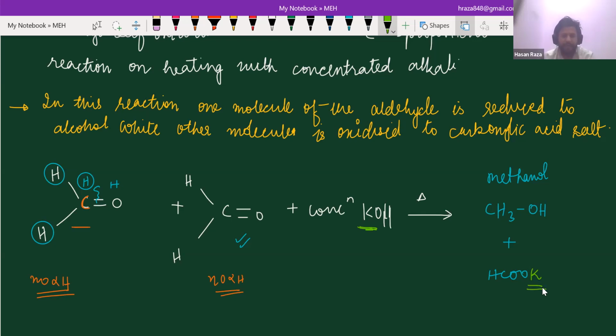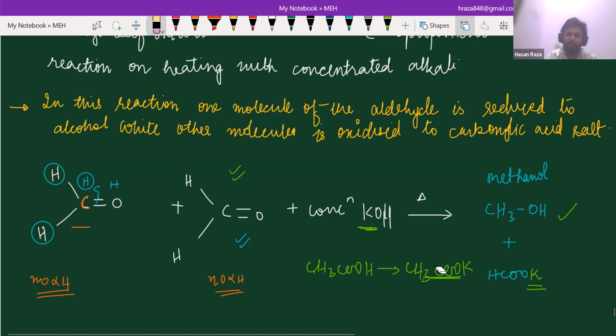It's very easy. One of the aldehyde will be reduced to alcohol, and we know how we do reduction of aldehyde. And one of the aldehyde will be oxidized to carboxylic acid salt. If there is a carboxylic acid like this, and you are going to convert it to carboxylic acid salt, so it will be O double bond. Is that clear? Just replace this H with K or Na. Please do write it.